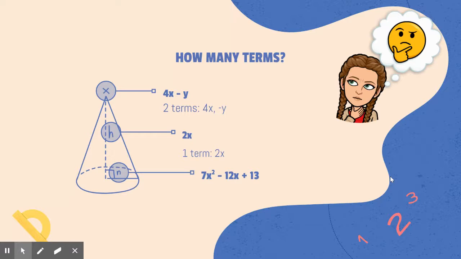And for the last expression, 7x squared minus 12x plus 13, you have three different things being added and subtracted together. So you have three terms, 7x squared, negative 12x, and 13. Your variable here is x. Your coefficients are 7 for x squared and negative 12 for negative 12x. And your constant here is 13. Notice 13 is by itself, it's a regular number, so that's what makes it the constant.